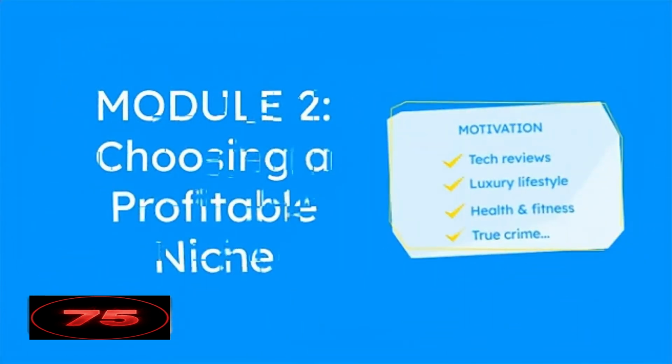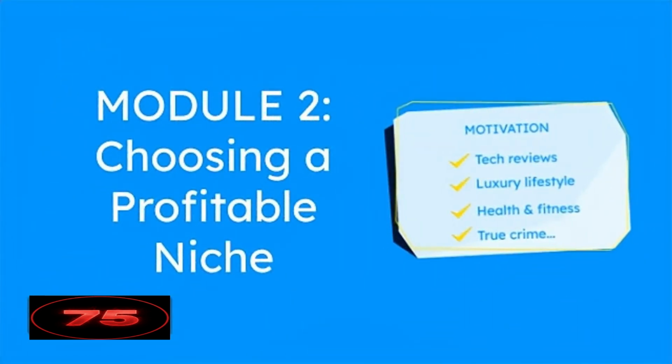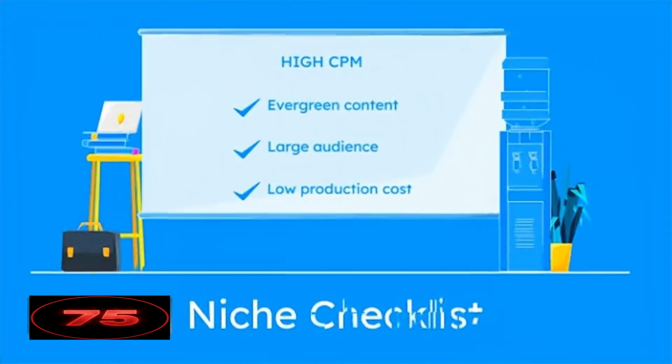Picking the right niche is the most important step. Here are the top YouTube automation niches: motivation, tech reviews, luxury lifestyle, and more. Use tools like Google Trends and ChatGPT to research. Ensure your niche has high CPM, evergreen content, and a large audience.